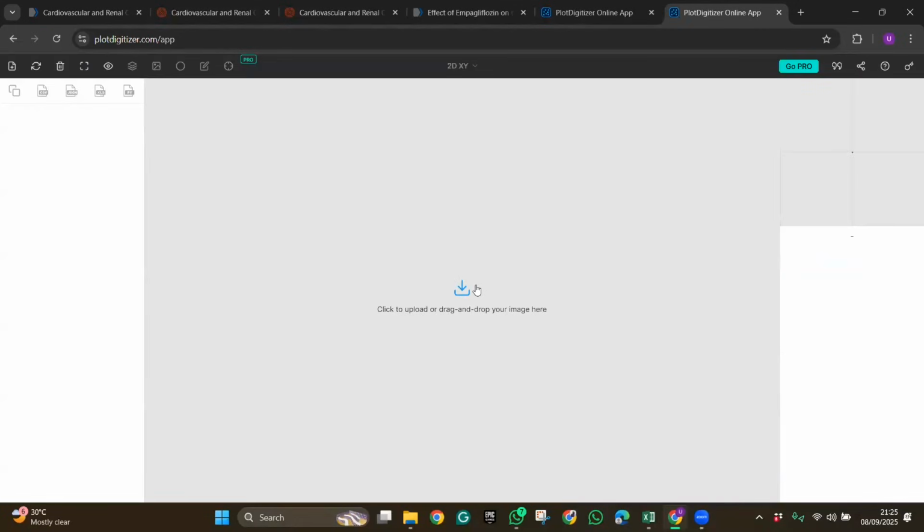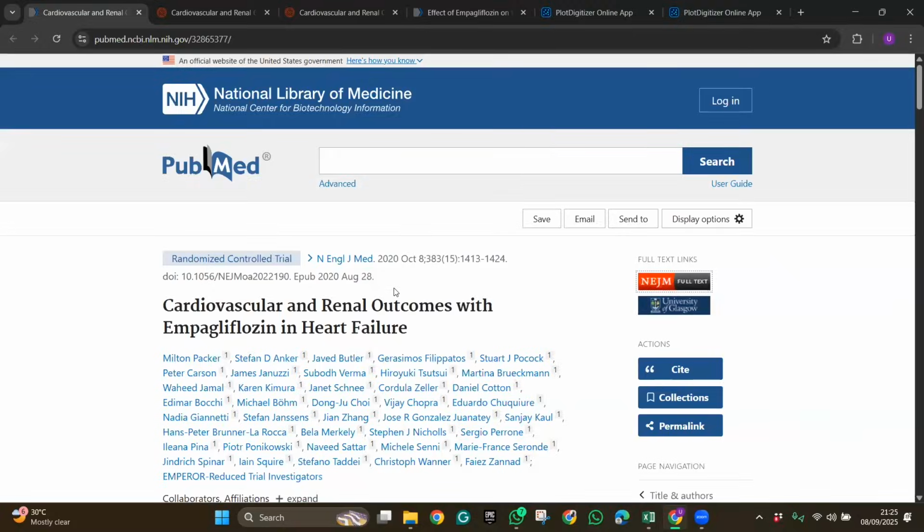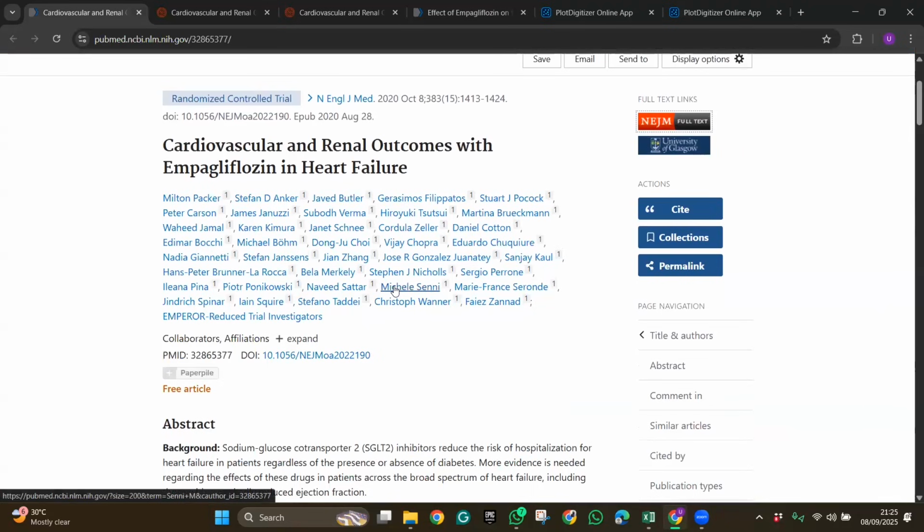You guys see an arrow here? What you're going to do is go to your study. Let's say this was my study, and this study reported an outcome in the form of a graph. I cannot extract that data by looking at it or by any other method. What I will do is take a screenshot of that graph, crop it so that the rest of the page is not showing, so you have only the screenshot of that particular graph. You're going to save it.